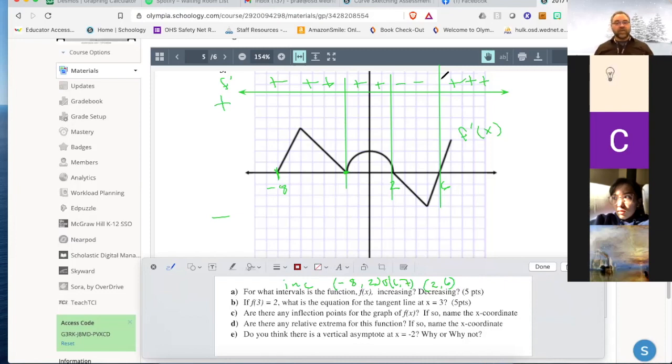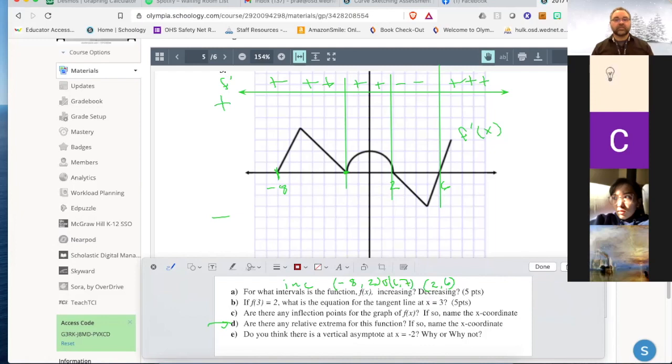So I'm looking down at prompt letter D there. It says, are there any relative extrema for this function? If so, name the x coordinate only, because you really couldn't do the y coordinate since you don't have that. So those would be my x coordinates. I would say, yes, we have a relative max at x equals 2 and a relative min at x equals 6. That's really all you would need on this one, because we don't have a way to find the y coordinates. So that's letter D.